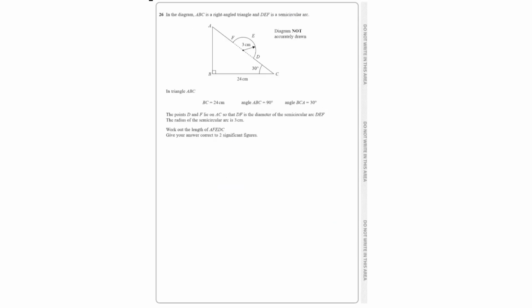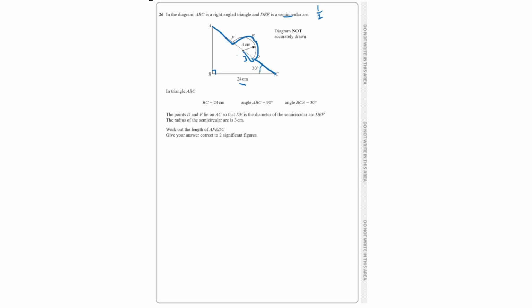Question 26. In the diagram, ABC is a right angled triangle and DEF is a semicircular arc. Semicircles are half of a circle. In the triangle ABC, BC is given to us as 24 centimeters. Angle ABC is 90 degrees. Angle BCA is 30 degrees. The points D and F lie on AC so that DF is the diameter, they're talking about this, of the semicircular arc DEF. So that means this is the circumference. The radius of the semicircular arc is 3 centimeters. So the radius is just 3. Work out the length AFEDC. Give your answer correct to 2 significant figures.